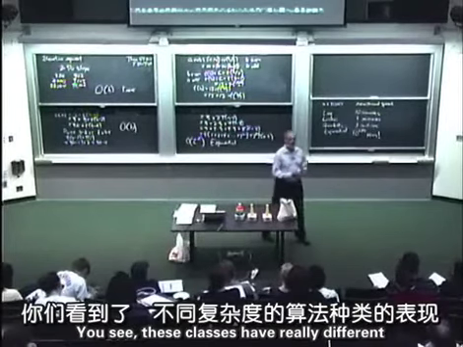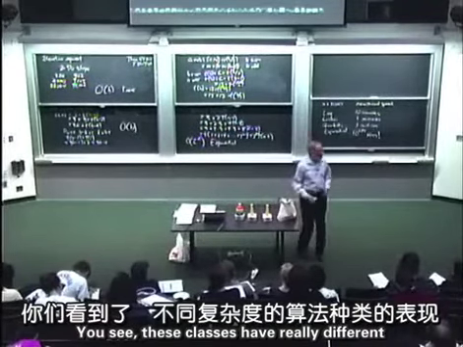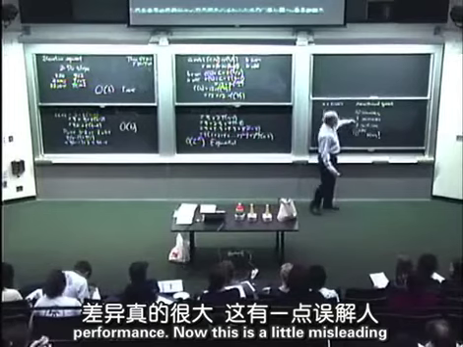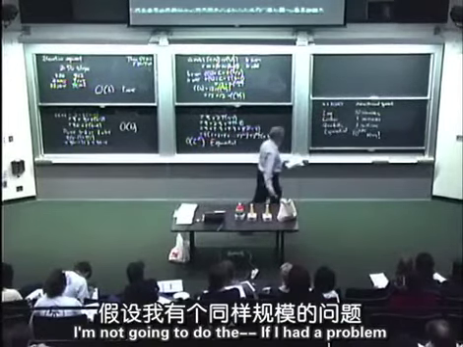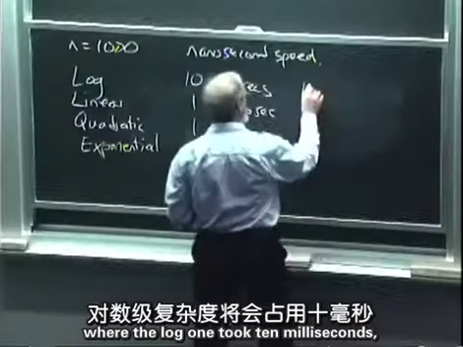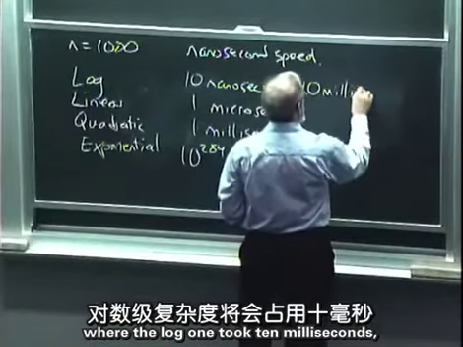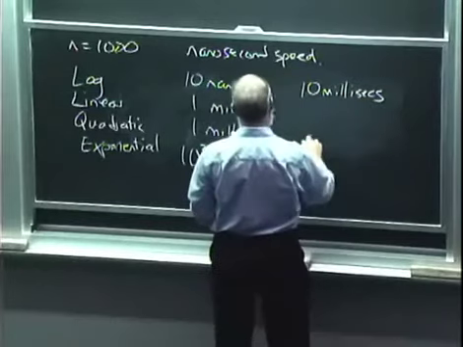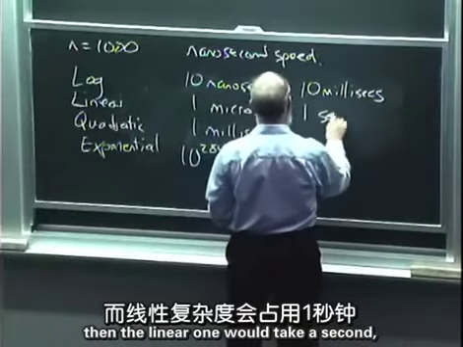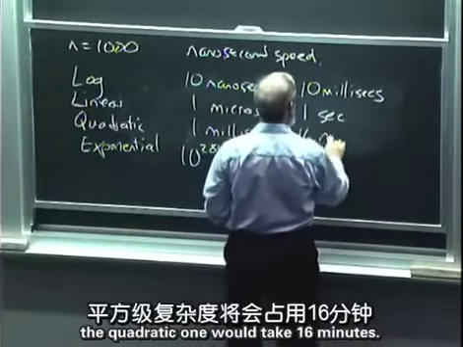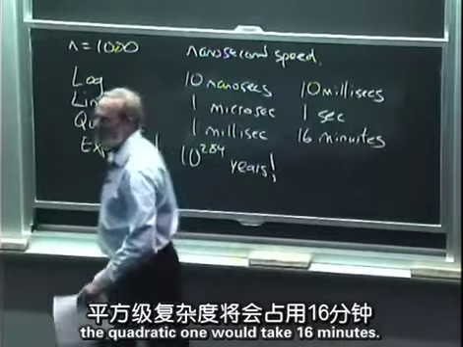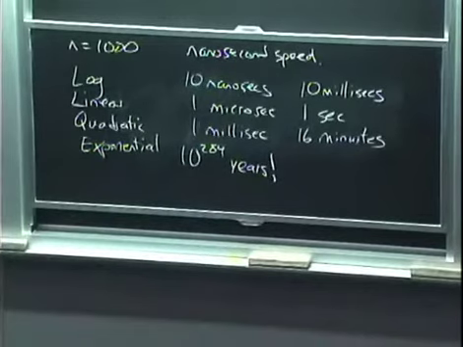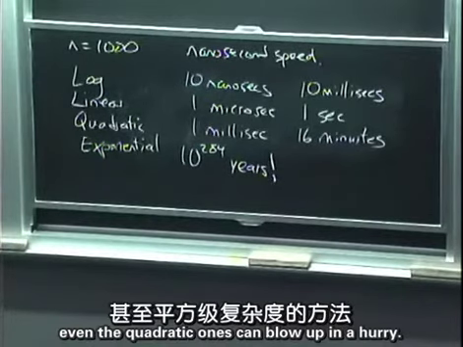You see these classes have really different performance. Now, this is a little misleading. These are all really fast. So just to give you another set of examples, if I had a problem where the log one took 10 milliseconds, then the linear one would take a second, and the quadratic one would take 16 minutes. So you can see even the quadratic ones can blow up in a hurry.